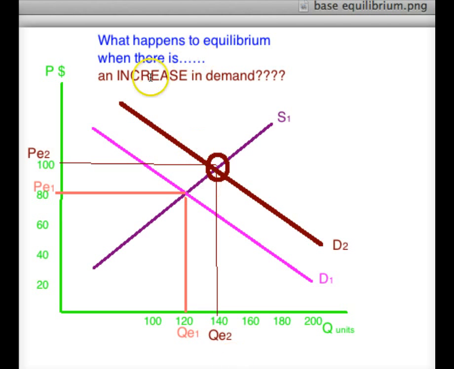So if we're wanting to ask the question, what happens to equilibrium when there is an increase in demand, it's fairly clear that the first thing is there's going to be an increase in price. The second thing is there's an increase in quantity.